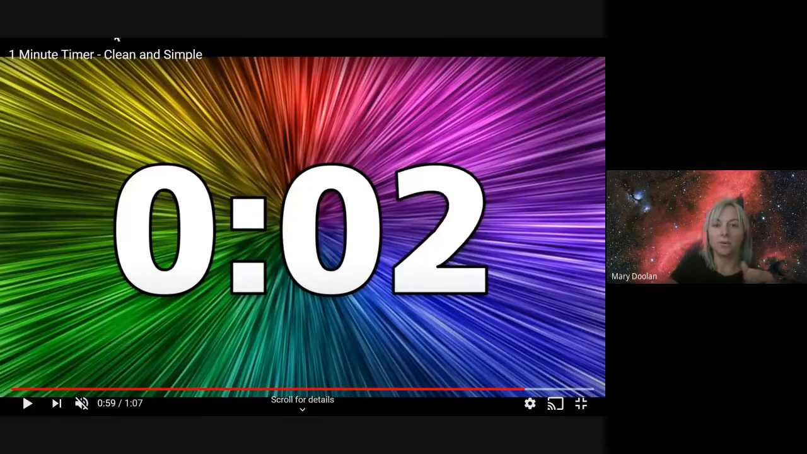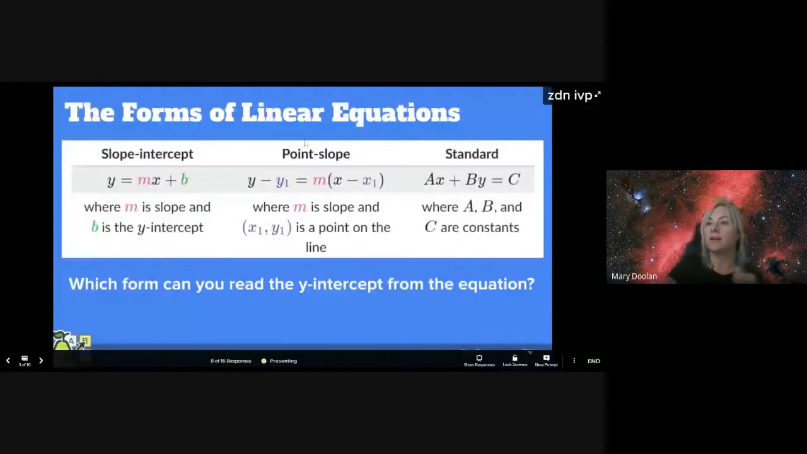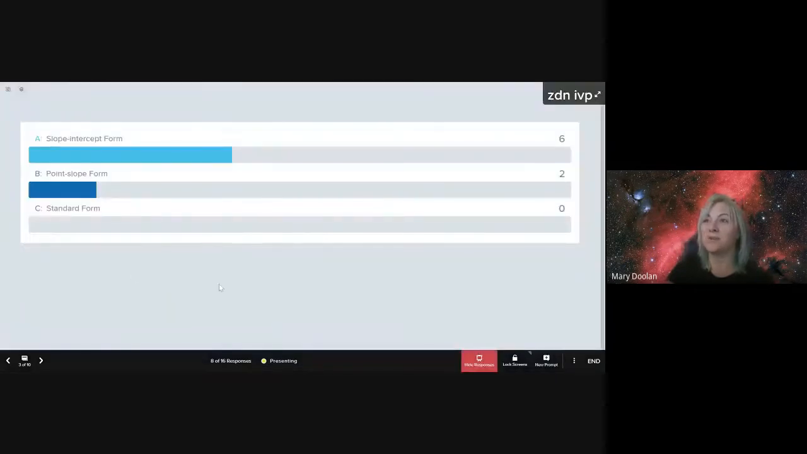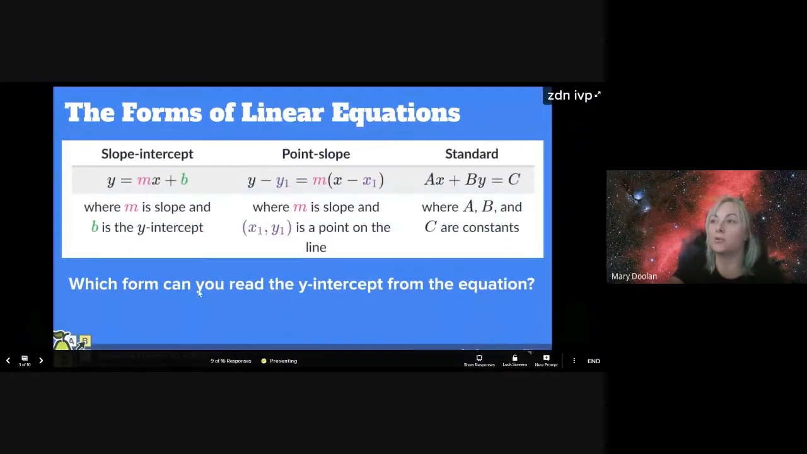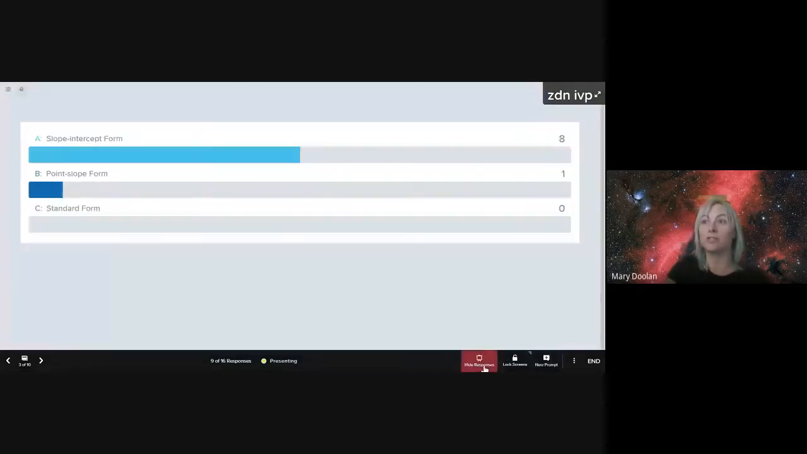Okay, let's see how you did. 8 of you responded. Thank you to the 8 of you. The rest of you, what are you doing? Most of you said slope-intercept form, and a few of you said point-slope form. Which form can you read the y-intercept from? That's the b. The b is the y-intercept, and yes, that is slope-intercept form. So most of you got it correct. Slope-intercept form is correct.